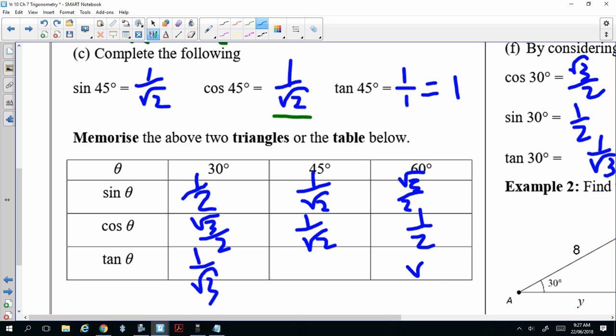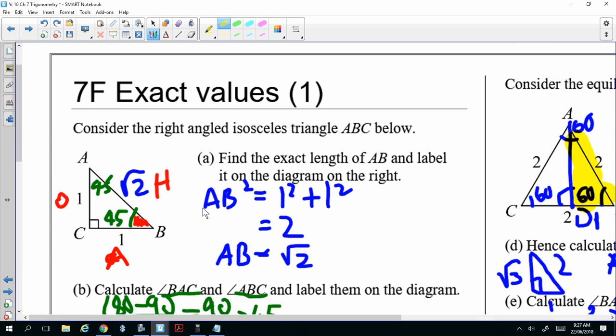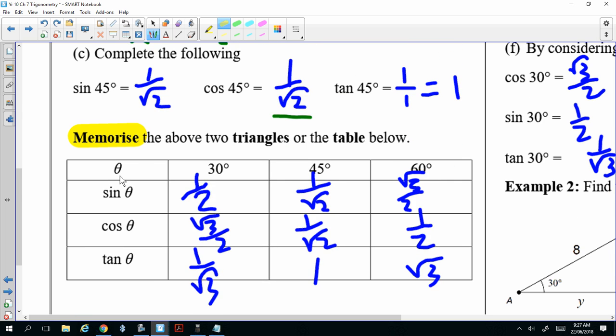So we've got all 9 values. If you can memorize it, you will do very well in tests. You either memorize the table or memorize the triangle. But if you memorize the table, it's much quicker. You should be able to do this under 10 seconds. Alright, so let's do the next problem.